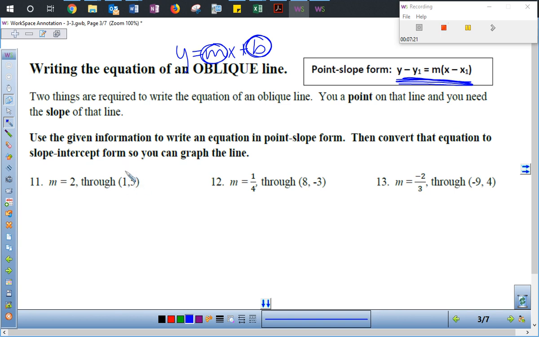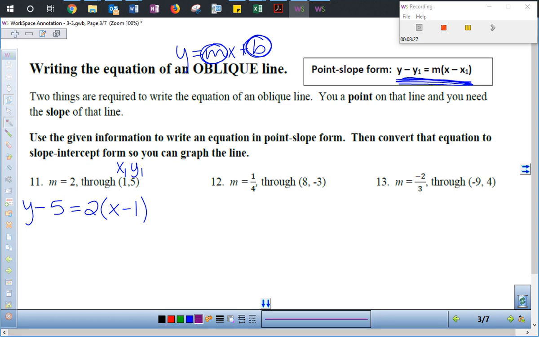The first thing we need to do is identify this is my x sub 1, and this is my y sub 1. So now what we need to do is substitute all of this information into this formula. So y minus y sub 1, I'm going to have y minus my y sub 1 is 5, equals my slope, which is 2, times the quantity of x minus x sub 1, which is 1.